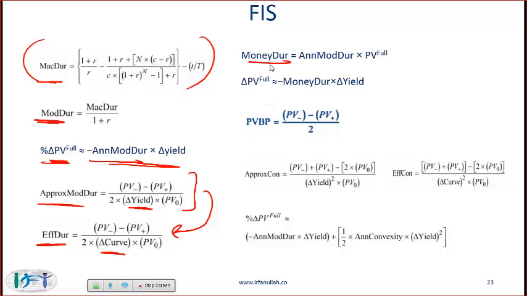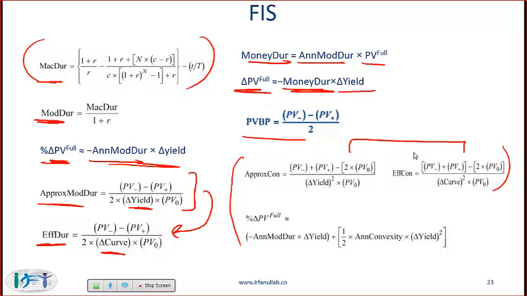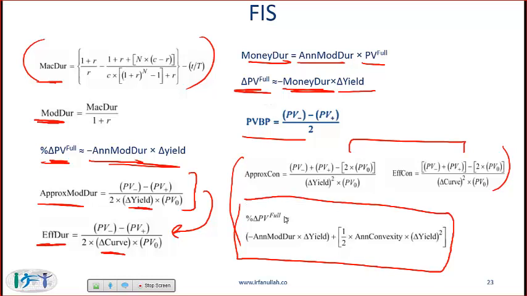Okay, money duration is annualized modified duration times the price. So this is giving us in dollar terms the impact, and then the change in price is the money duration times the change in yield. This is the price value of a basis point, and then we have formulas for convexity. I think these are type 4, low probability of showing up, but if you want you can learn it. And then this formula is, I'd say, type 2 or 3, where you can estimate the change in price based on the duration impact and the convexity impact.